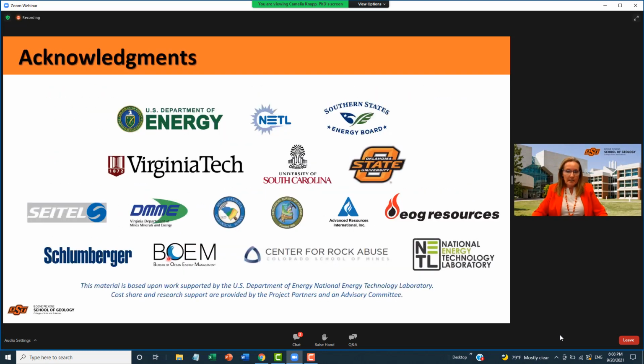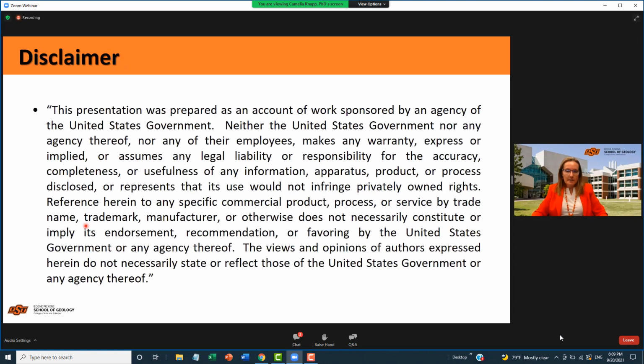Acknowledgments, many institutions who contributed to these projects, but in particular, I would like to acknowledge the Department of Energy for the funding and the Southern States Energy Board for their leadership on the project. I hope I don't forget, but when I talk about the Anadarko Basin, we did use data from EOG that were acquired actually by Cytel. That's the disclaimer from DOE.